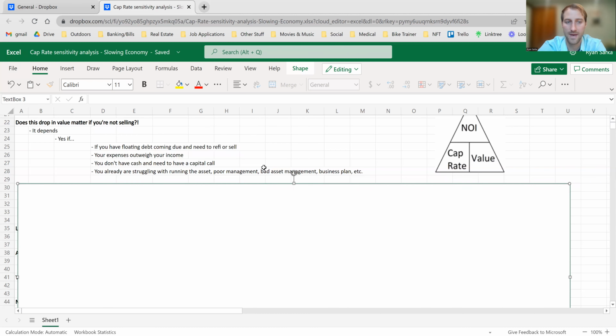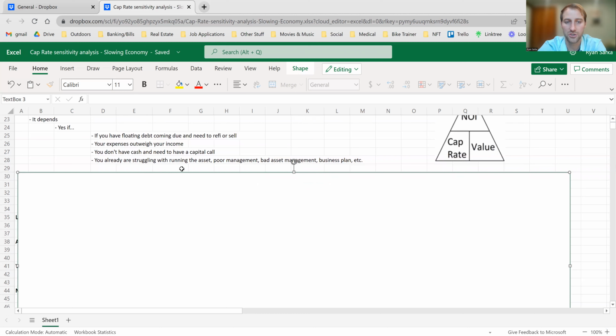So yes, it matters, this drop in value, if you're already struggling with the asset, if you have poor management in place, if you have poor asset management in place, if you're not following your business plan, if you're not tracking your metrics, if you're seeing a steady increase in bad debt and non-payment, if you're seeing a steady increase in vacancy, all of these things are bad.